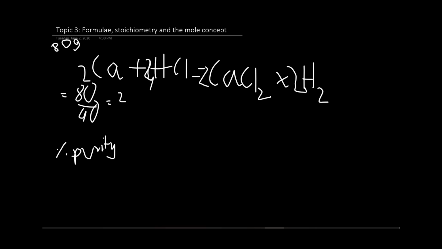So what do you do in that case? What you do is, just like your percentage yield, you calculate the actual purity, or the actual mass, or the actual amount of calcium present, divided by the amount of sample provided, and then multiplied by 100%.